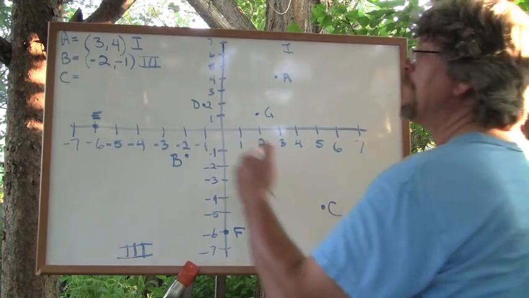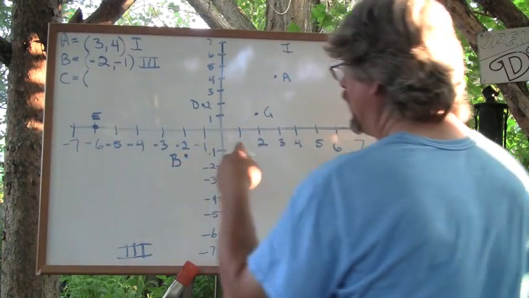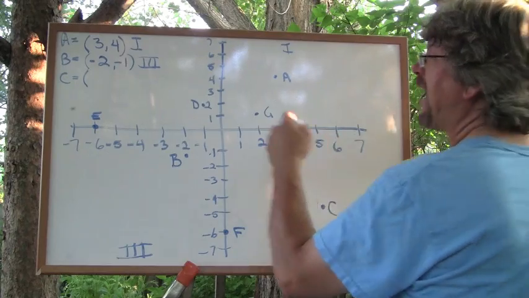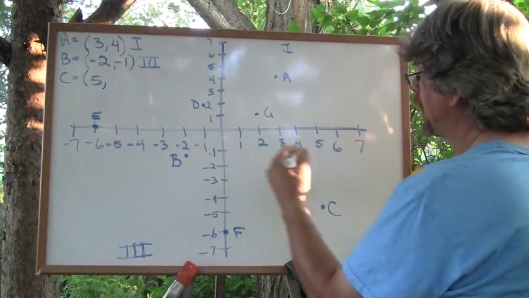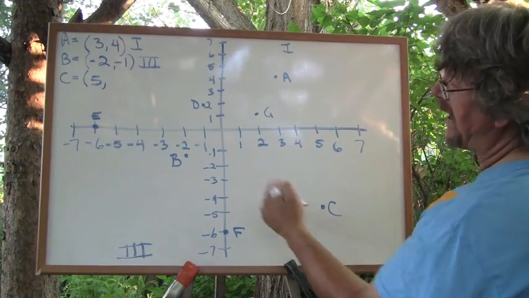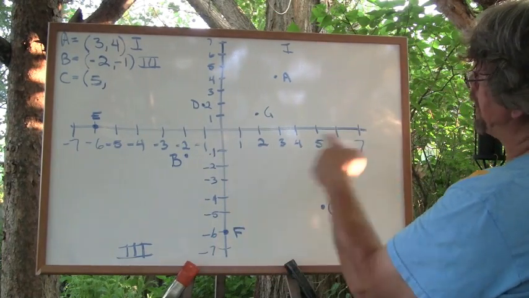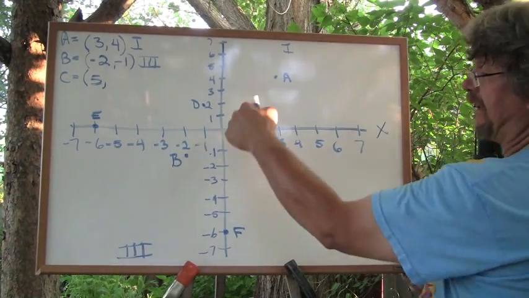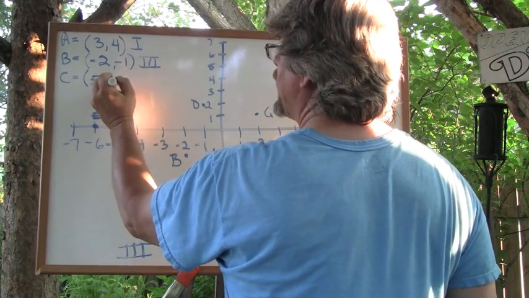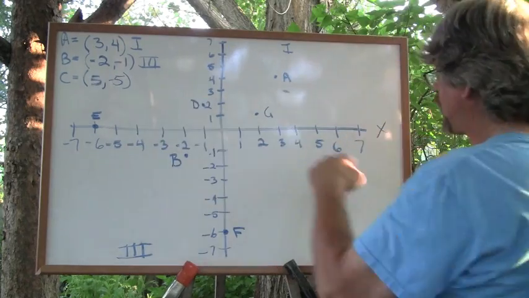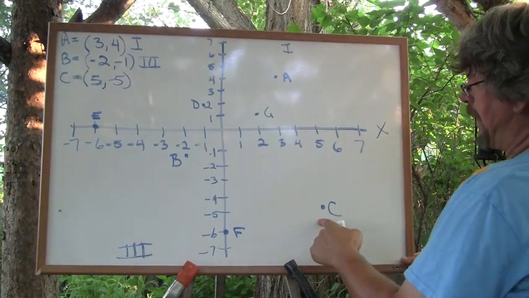So C is going to be positive 5, the X number listed first, and negative 5 because we're going below the x-axis into negative y territory. So that's going to be negative 5. So C's coordinate is 5 and negative 5.